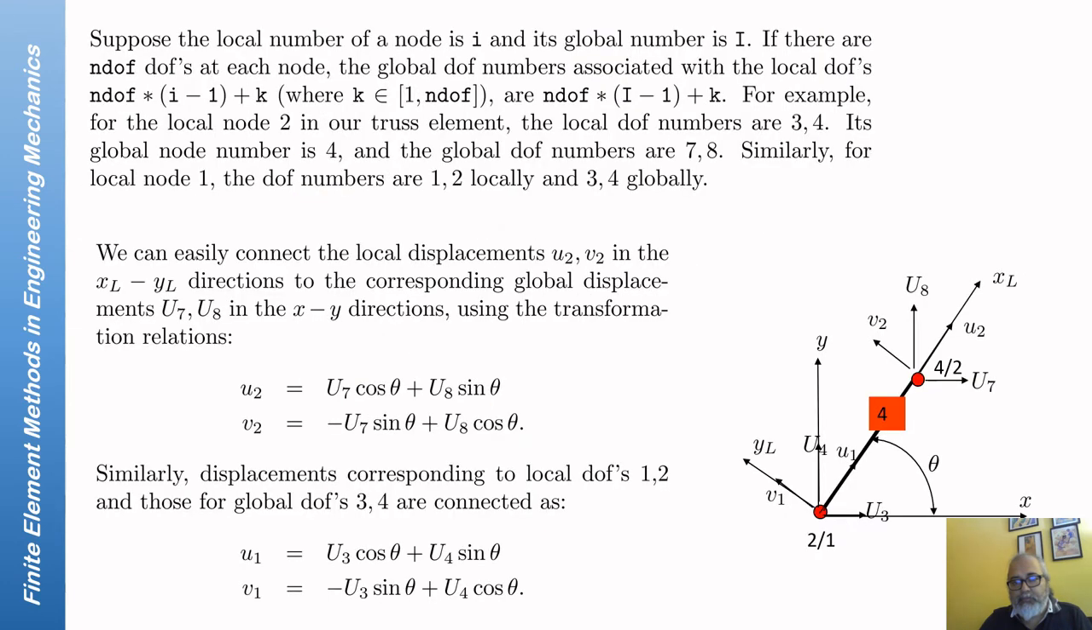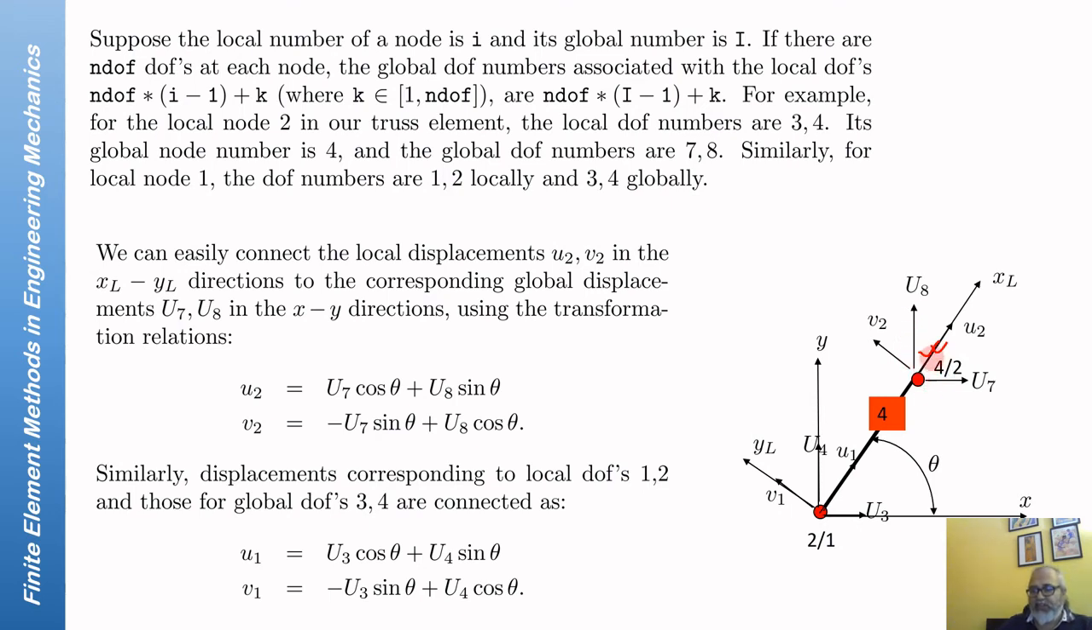So let this angle be theta. So theta is the angle. This is a two-dimensional problem. XY is your global coordinate system. XLYL is your local coordinate system, and they make an angle theta with respect to each other. And then let us concentrate on this node, which has a global node number of 4 and a local node number of 2. So the local degrees of freedom are U2 and V2, whereas the global ones are U7 and U8. We have worked that out.